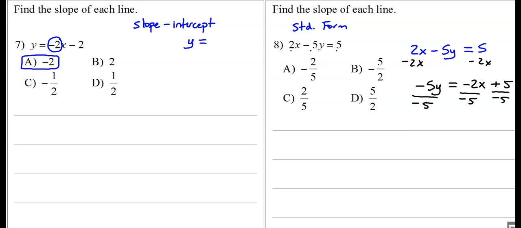And now you have it in slope-intercept form. Two negatives turn into a positive. That comes out to be negative 1. And now I can see, oh man, slope is 2/5. So the correct answer is C.